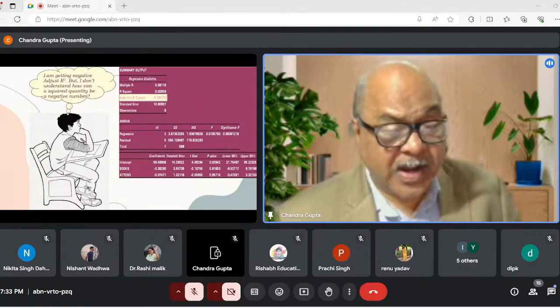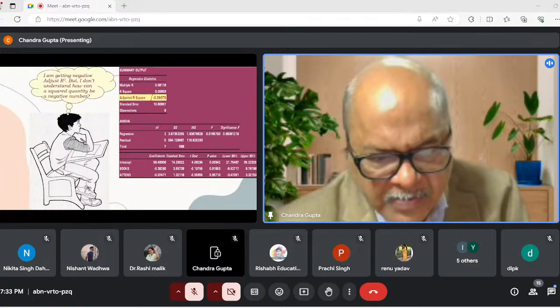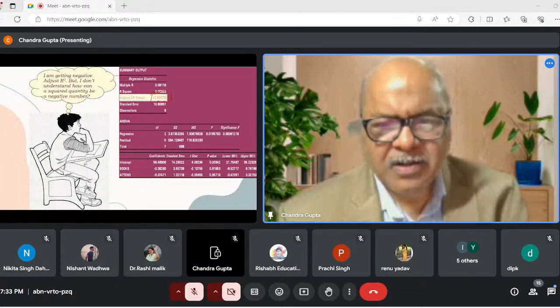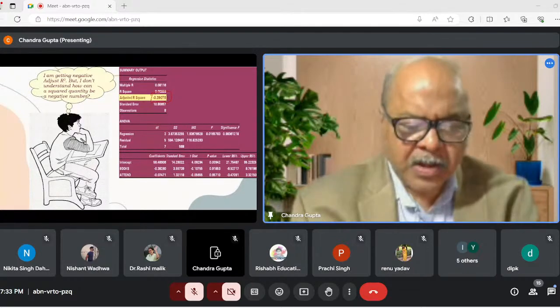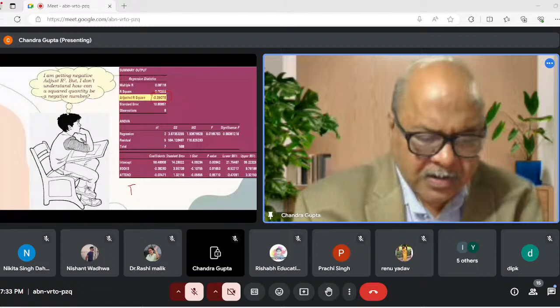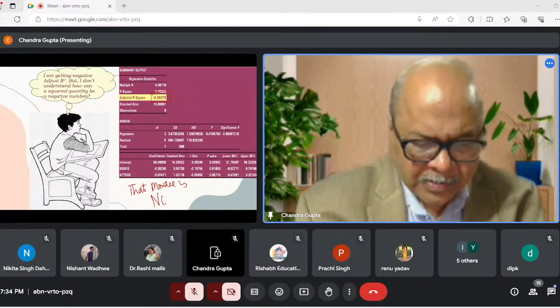Adjusted R square can be negative also. Like here, we have negative adjusted R square. So if your model is giving you negative adjusted R square, that model is not acceptable.